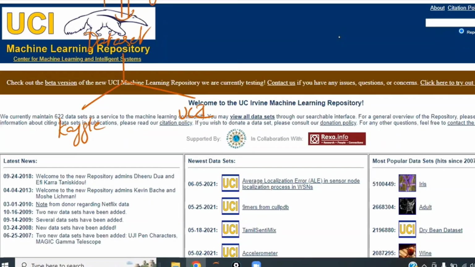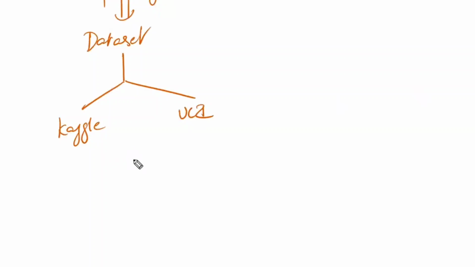Now we are having Kaggle and UCI. These are the two major repositories. Majorly we'll get all types of data sets. For example, tomorrow in real-life companies, we are working on a project called finance. So for finance related projects, we are working and we want some samples.